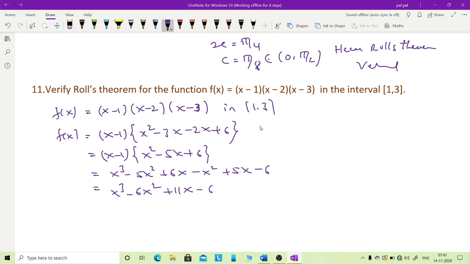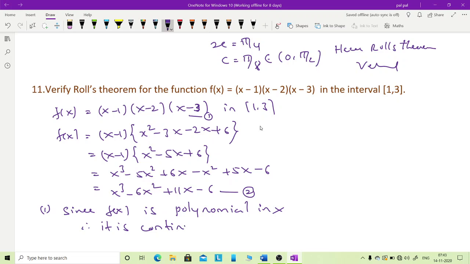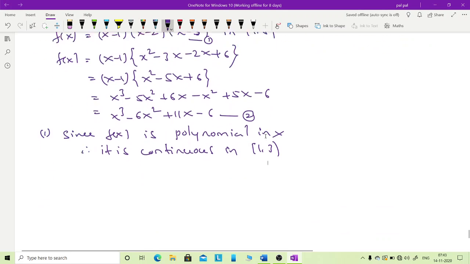So if this is f of x, let us keep it like this, or as convenient, whichever seems easier for us, let us use that. Take this as 1 and 2. Since f of x is a polynomial in x, therefore it is continuous in the interval. What is that interval? 1, 3.